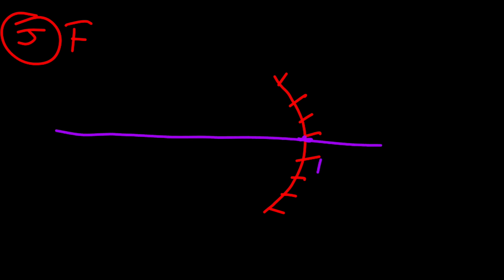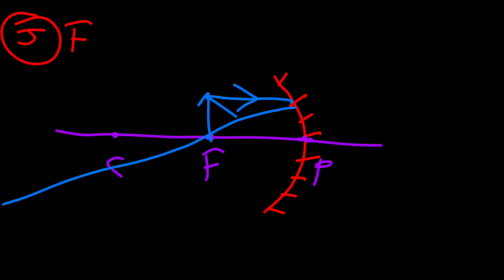Now, the object is at focus now. So look at it carefully. Object is at focus. Imaginary line, principal axis, pole, focus and center of curvature. Now the object is exactly situated at the focus. After reflection, it passes through the focus.